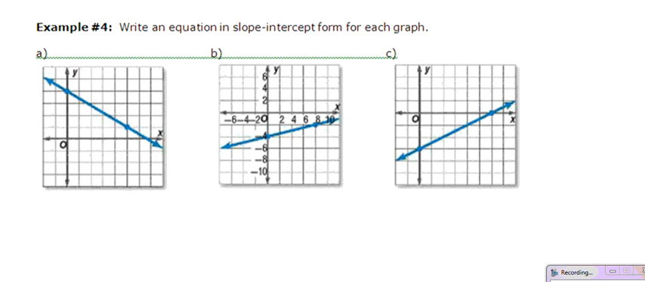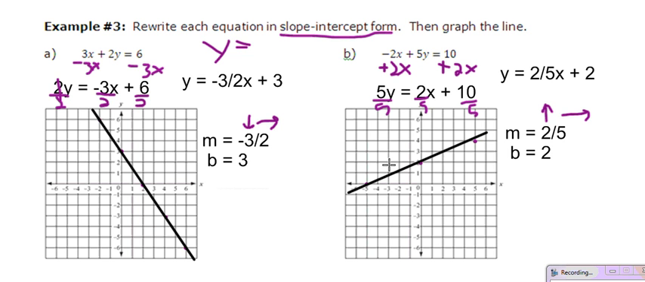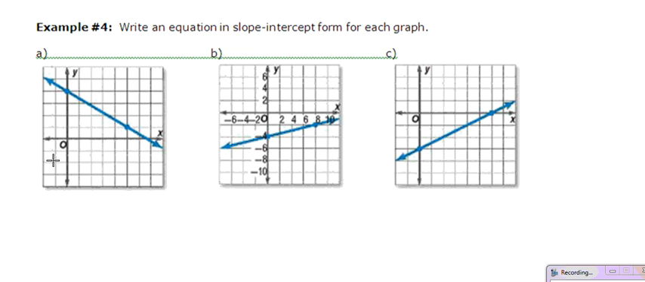All right. If you need to see that one more time, you could also pause this video anytime you need to. We can also write an equation in slope-intercept form from a graph. So if I look at example A, I need to find where it crosses the y-axis and what my slope is, so rise over run.